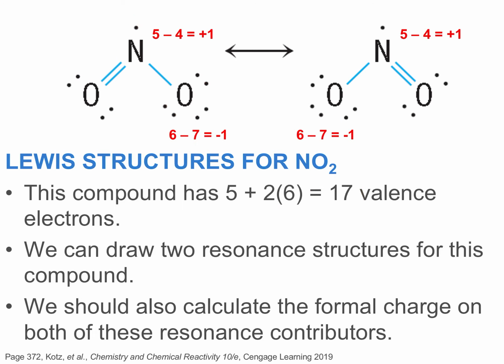So if I get rid of my scribbles and write my formulas instead, nitrogen has a positive 1 formal charge, and the singly bonded oxygen has a negative 1 charge. The doubly bonded oxygen doesn't have a formal charge. So this is a neutral compound, and we notice that its formal charges add up to 0.